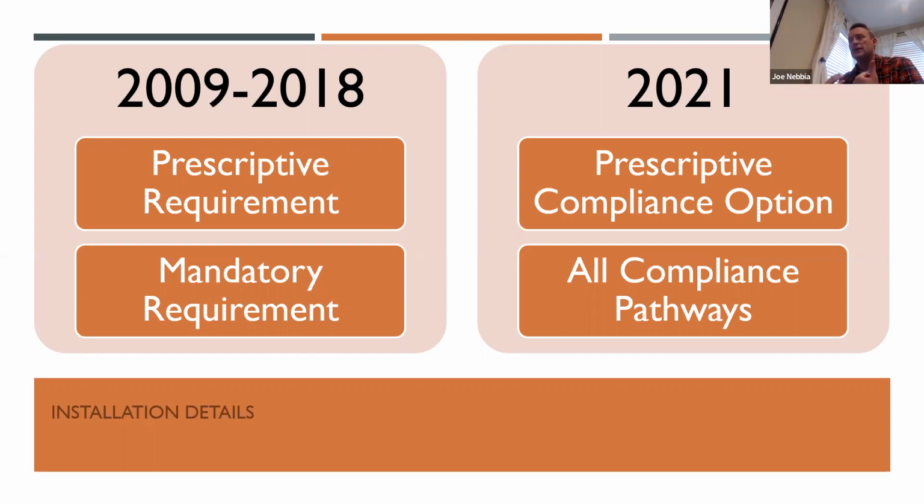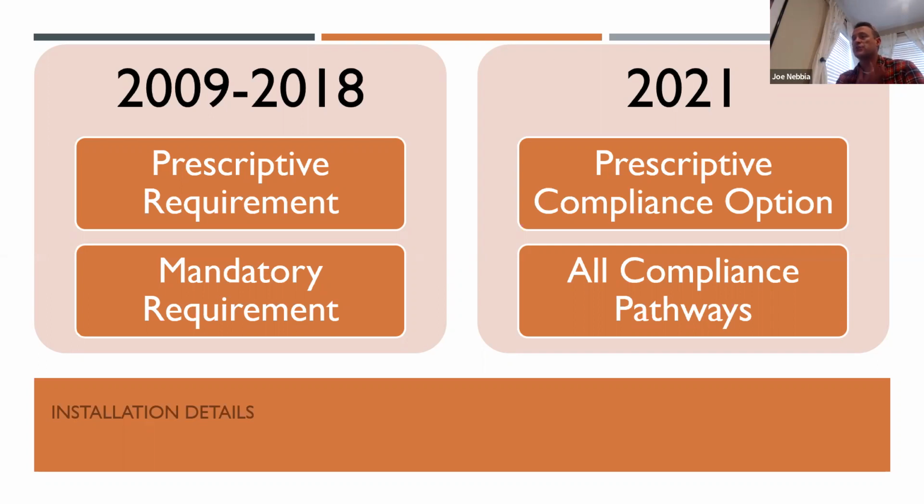In 2021, the language changes a little bit. And for it, there's the prescriptive compliance option, which is similar to the prescriptive path in previous codes. And then there's just things that are required in all three compliance pathways: prescriptive, performance, or energy rating index. So the language changes a little bit. For the most part, the things that were mandatory in 2009 to 2018 are still required in all compliance paths, and some details that were prescriptive in the older code are now required by all three compliance paths.